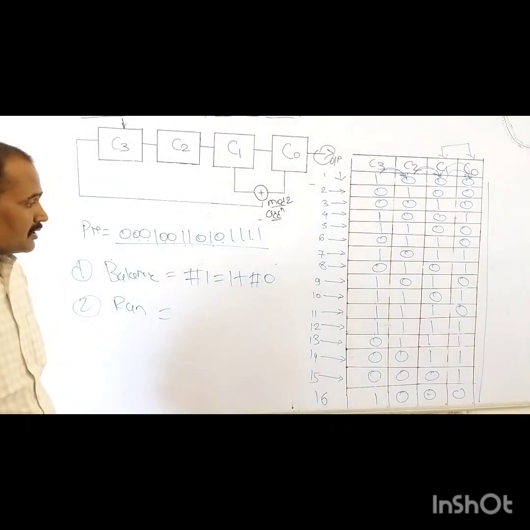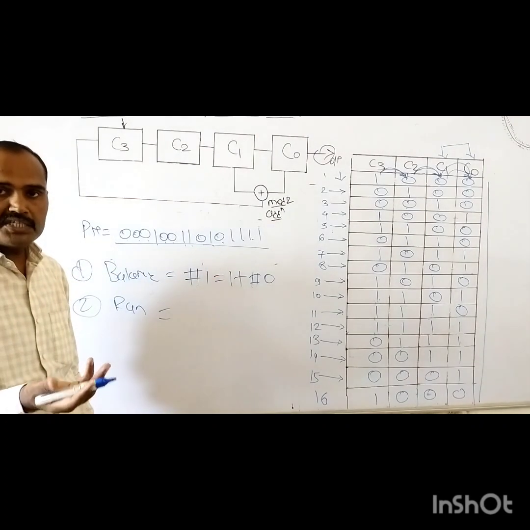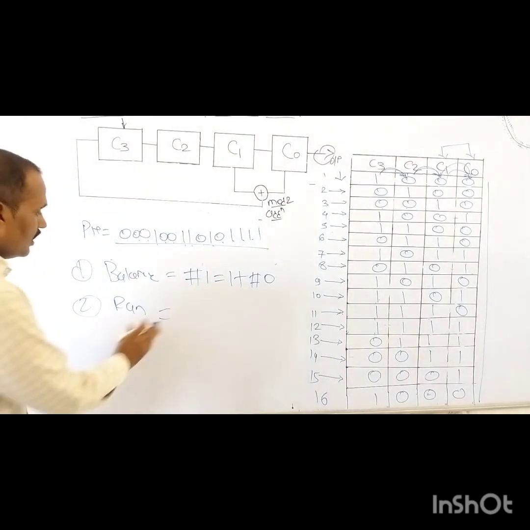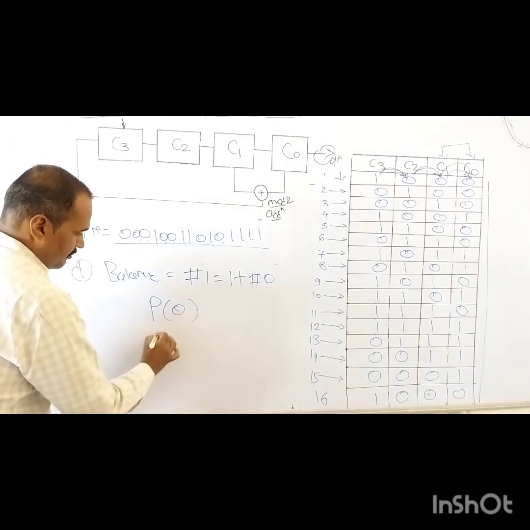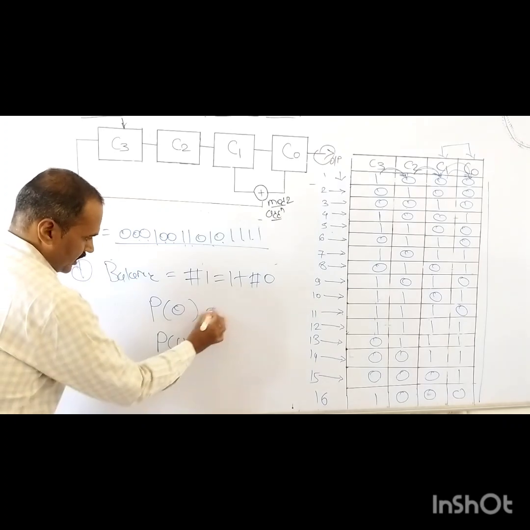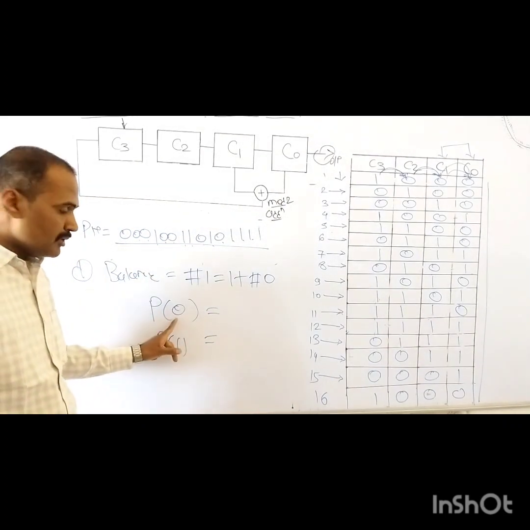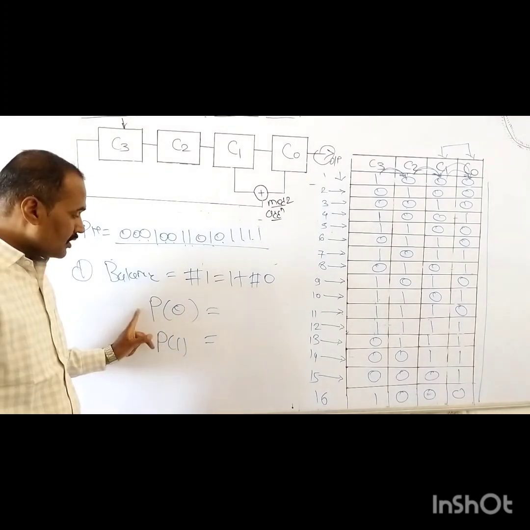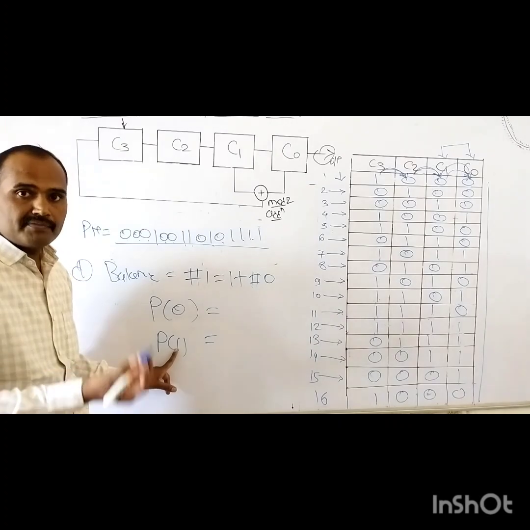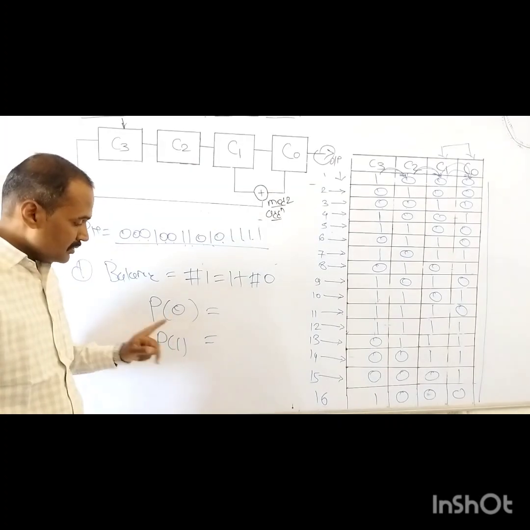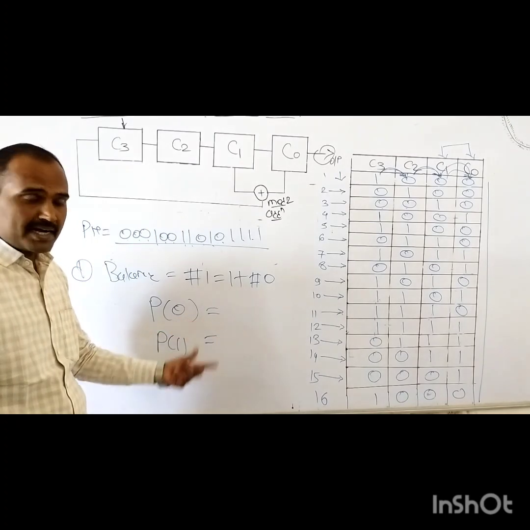By taking this fact into account, in this PN sequence there are 2 symbols, one is 0 and another is 1. So we have P of 0 and P of 1. If we are interested in the occurrence probability of 0 and the occurrence probability of 1, how do we get these 2 marginal probabilities?